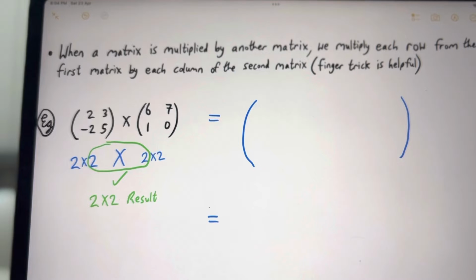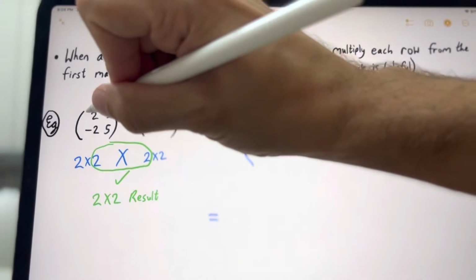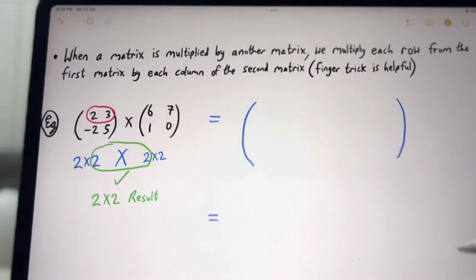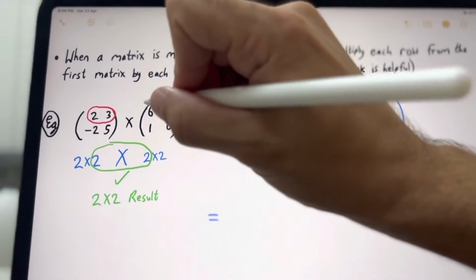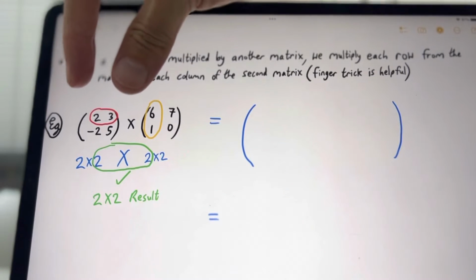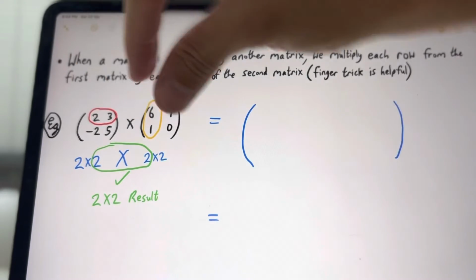However, when we have a matrix multiplied by another matrix, we multiply each row from the first matrix by each column in the second matrix, and we can do a finger trick to help us out. So we take each row, and remember the rows are going across, and we're going to multiply them by each column of the second one. Right, and I like to do a little finger trick. I take my 2 fingers, that row times that column, and I keep my index finger and my thumb lining up with the numbers.